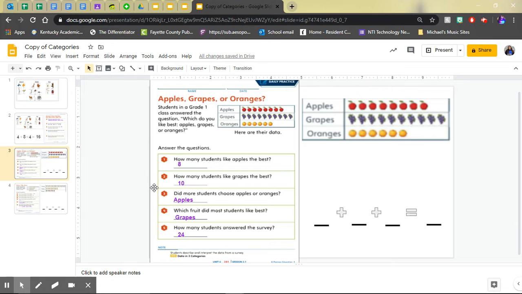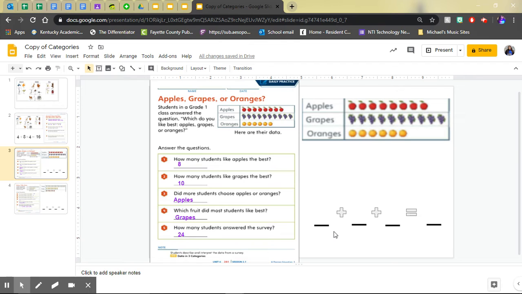Did more students choose apples or oranges? So let's look at oranges and let's look at apples. It looks like apples has a longer line than oranges. So more students chose apples over oranges. And you can go back and count just to make sure. 1, 2, 3, 4, 5, 6. 8 is bigger than 6, so that means that more people chose apples. Which fruit did students like the best? Grapes has more than apples and oranges, so that means that students like grapes the best.